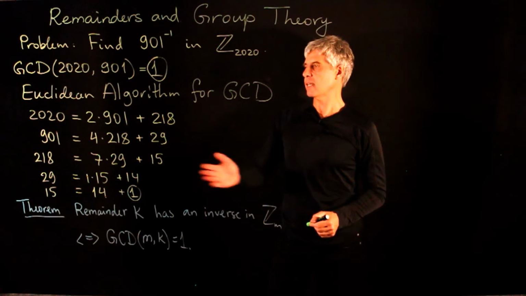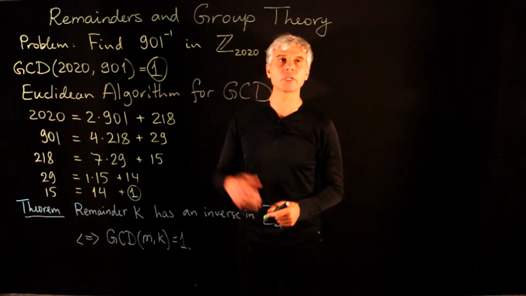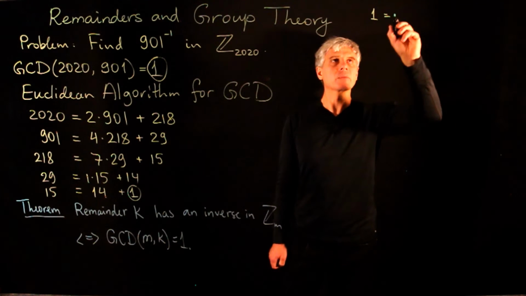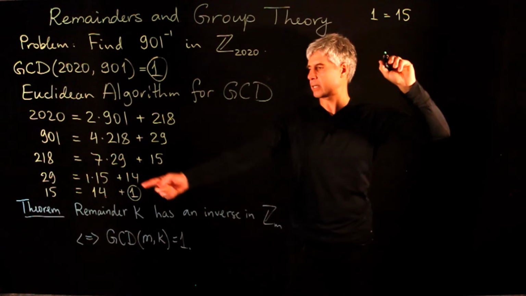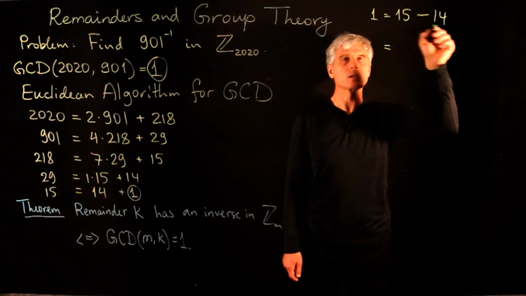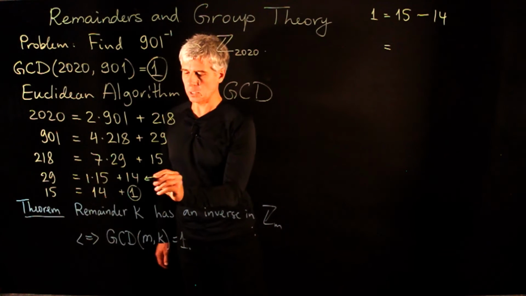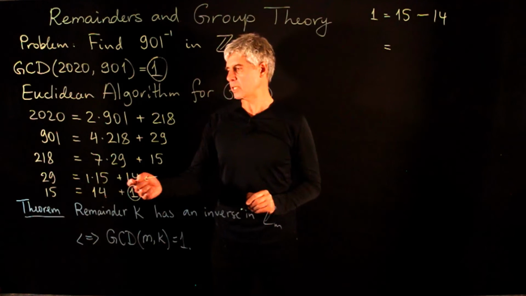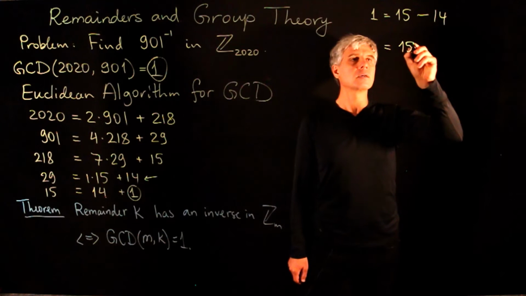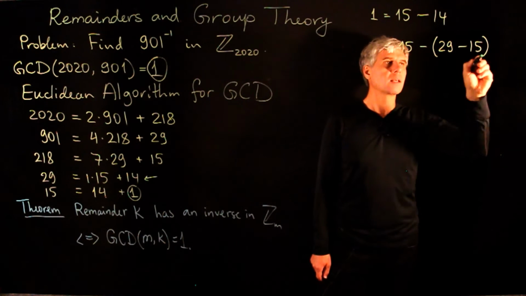So the second stage of the extended Euclidean algorithm is now we run this calculation backwards. So that is, we start with a 1, and we write 1 as the difference of 15 minus 14. Well, this is certainly true. So then we go to the next equality, and we express 14 in terms of 29 and 15. So we have 15 minus, well, 14 is 29 minus 15.